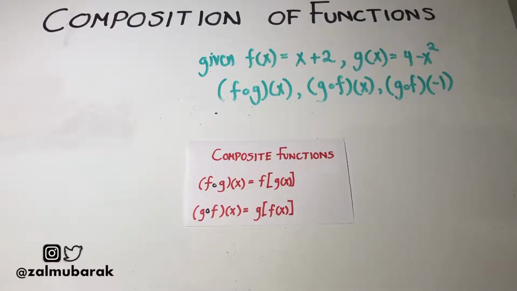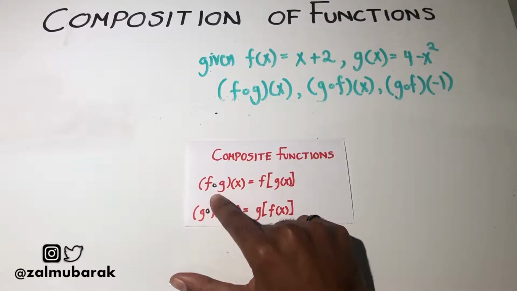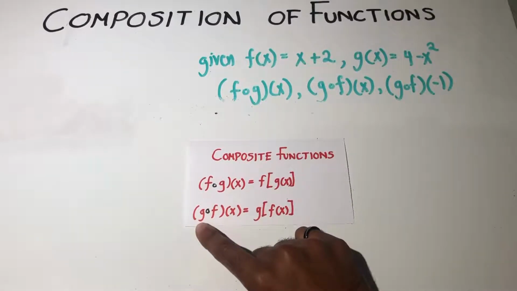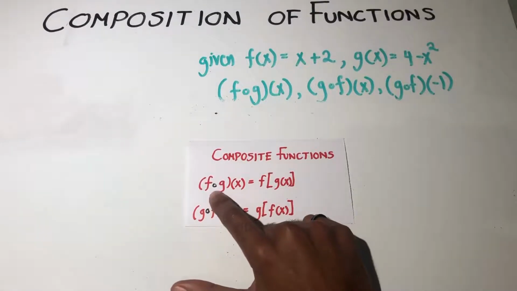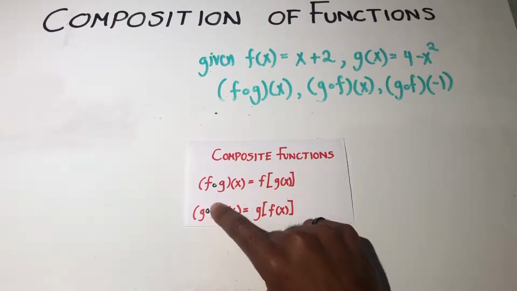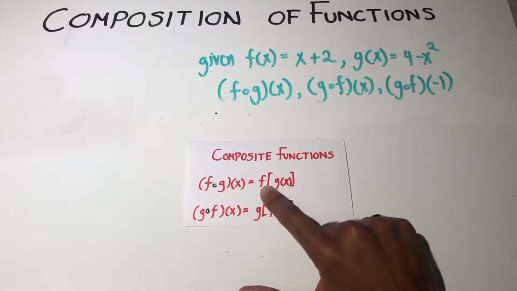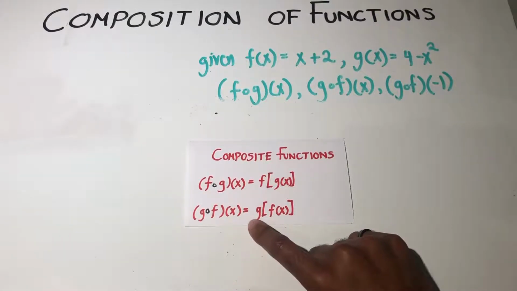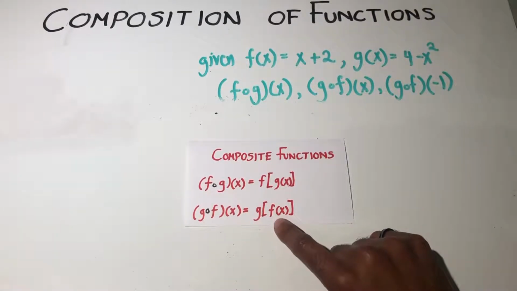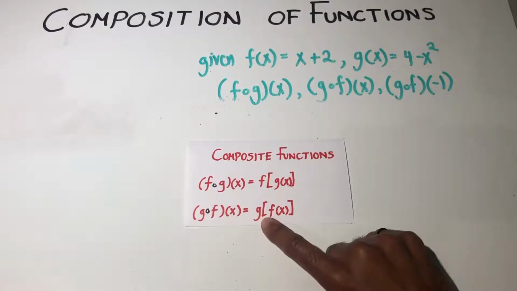And this composition is denoted as f of g of x, or g of f of x. This circle does not mean times. This is not the product of f and g or g and f. This circle means that you're putting the function g of x into the function f of x, and vice versa with g of f of x. You're taking f of x and plugging it into the function g of x.